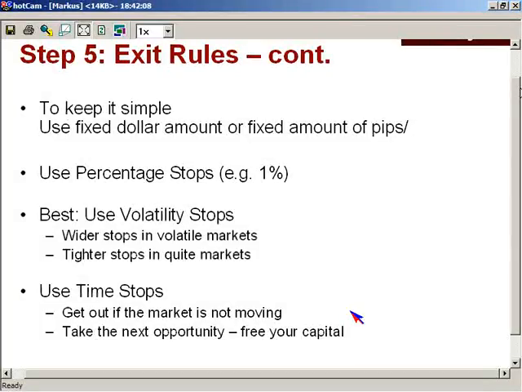Then later on, you might want to use percentage stops. This is very important, especially if you apply the same strategy on different markets, like different futures markets. Obviously, some markets might be more volatile than others. So in some markets, you have to apply a smaller stop loss, and in other markets, a wider stop loss. This is also where you use volatility stops. You have wider stops in volatile markets and tighter stops in quiet markets.